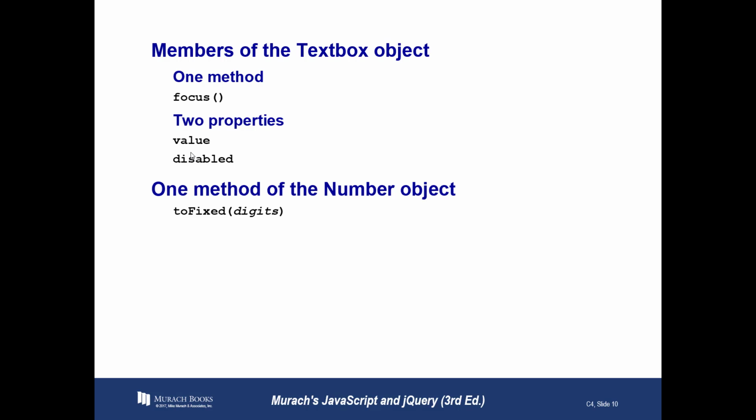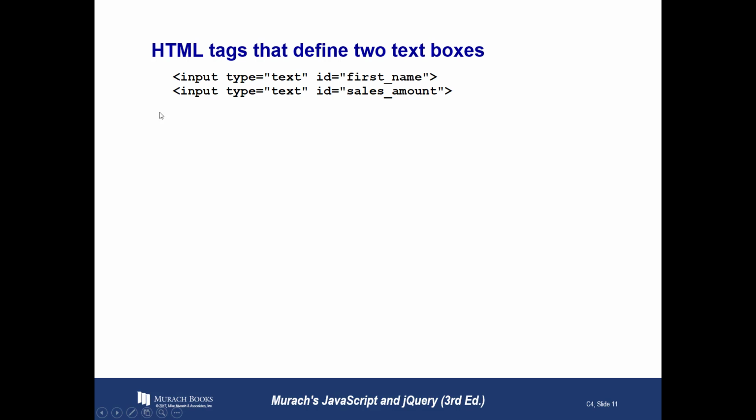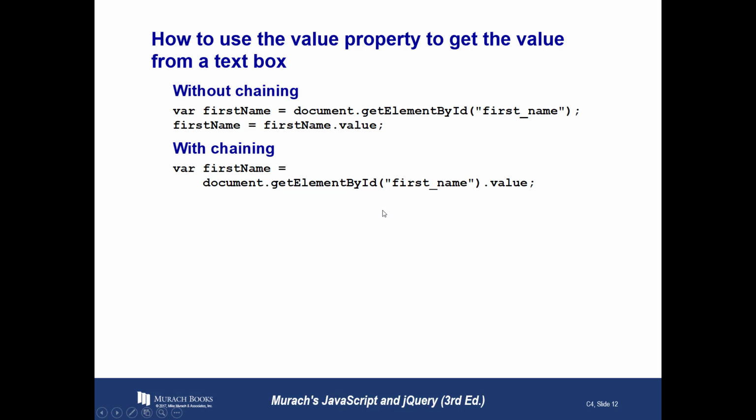When you work with numbers, so if I'm working with dollars and cents, I might want to use toFixed and put something, for example, to 2 decimal places. All right. Here's an HTML tag, and what's defined in here, the type is text. These are 2 different text boxes, one named first name, one named sales amount.